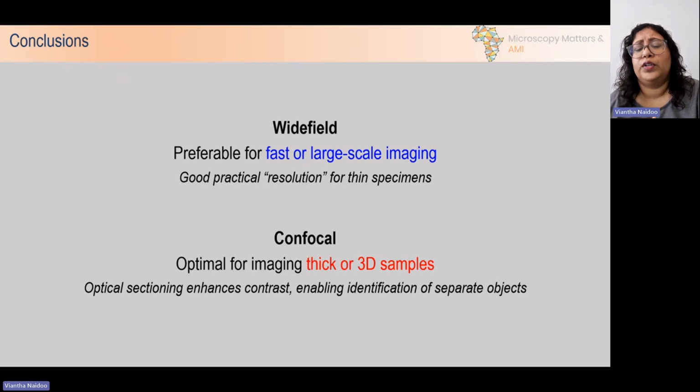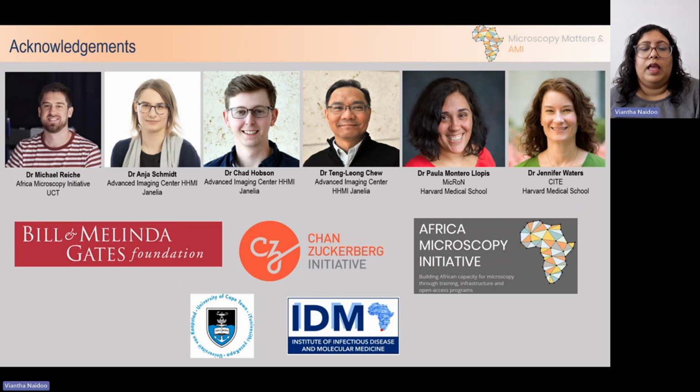So a final concluding statement for each imaging modality: wide field is preferable for fast or large scale imaging, so you can get good practical resolution, that is, the ability to tell two things apart, for thin specimens, whereas confocal is optimal for imaging thick or 3D samples. And then this principle of optical sectioning enhances the contrast, enabling identification of separate objects.